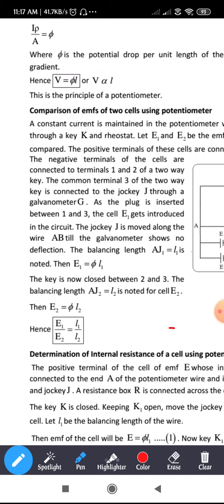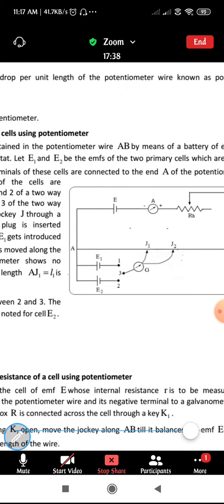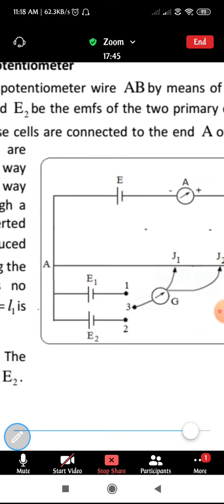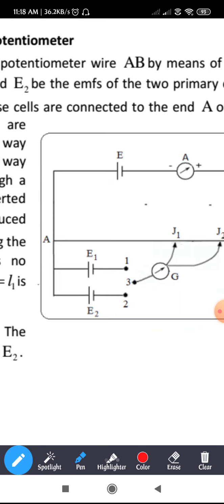Okay, so next here what we are going to do is close the key between 3 and 2. Okay, so I'm going to close the key between 3 and 2, and 1 and 3 is an open circuit now. So now E1 will be an open circuit and E2 will be a closed circuit. So E2 gets activated now. Only the current flows through E2 now.